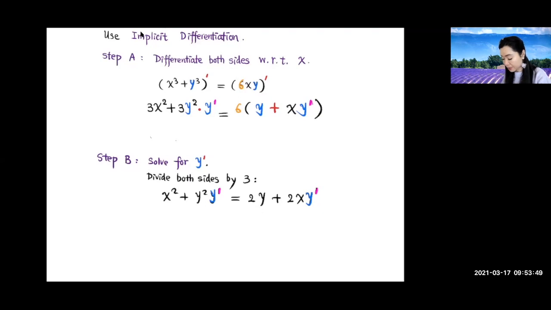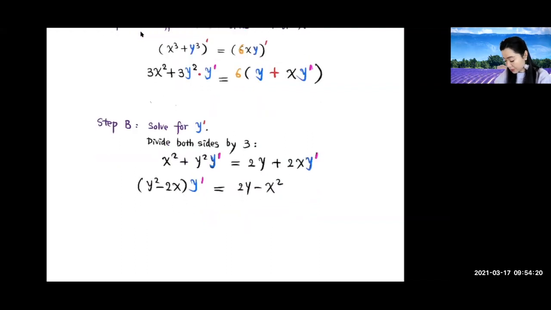Now you can solve for y prime. Go ahead and solve for y prime and see what you get. Now you can move this. Let's subtract both sides by 2x y prime and put them together. So you have y squared minus 2x times y prime. And on this side, you have 2y minus x squared.